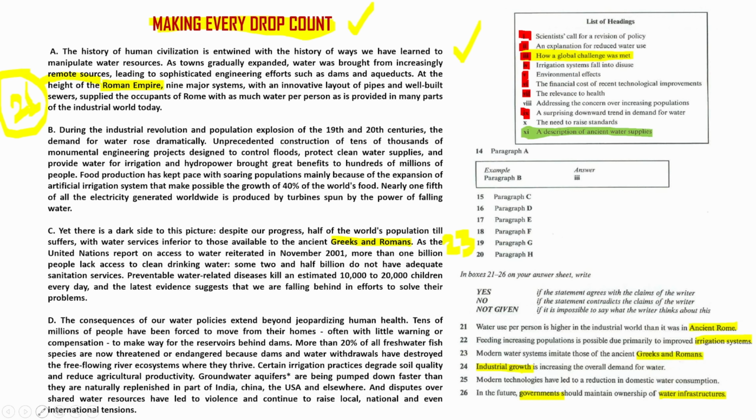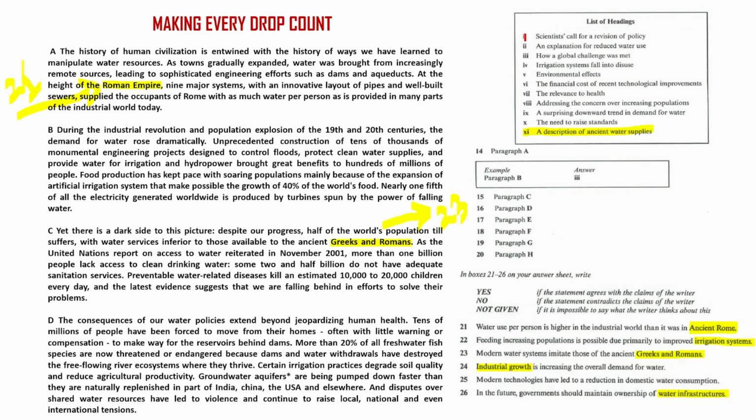First of all, let me clear this screen. So here we are. It's not talking about scientists calling for policy. Let's first eliminate it. Okay. An explanation for reduced water use. Is it talking about reduced water use? No, it's not talking about it. This one is already taken. Irrigation, is it talking about irrigation anywhere there? No, it's not talking about irrigation.